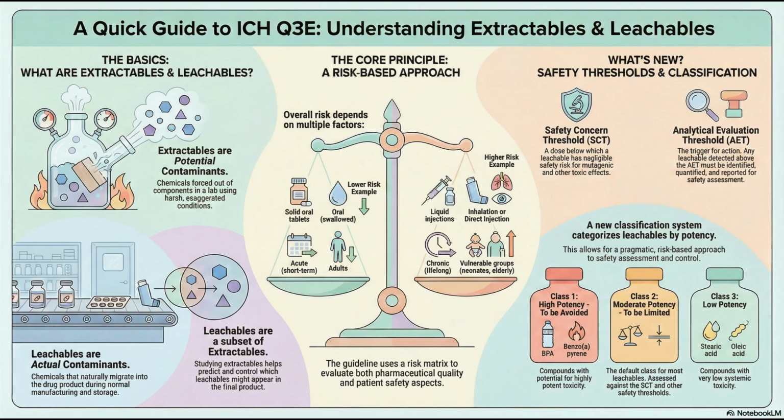And Class 2 is just everything else. Correct. Class 2 is the default. If it's not a potent Class 1 compound and it's not a low-potency Class 3, it falls into Class 2. And you control it using that standard SCT we calculated earlier.